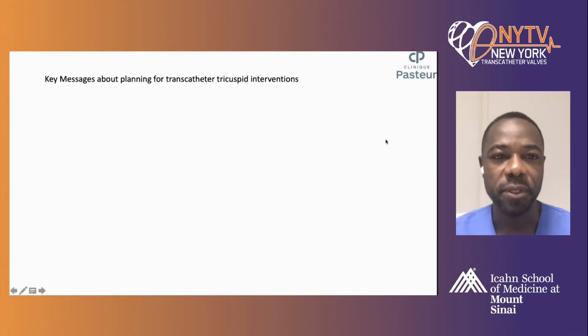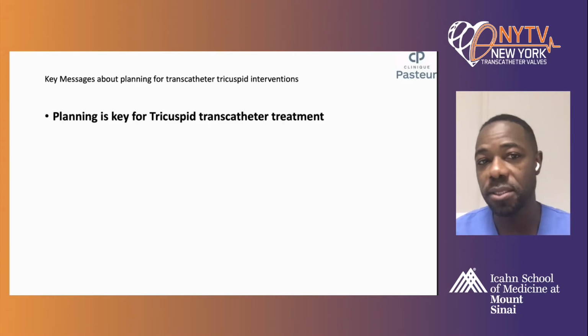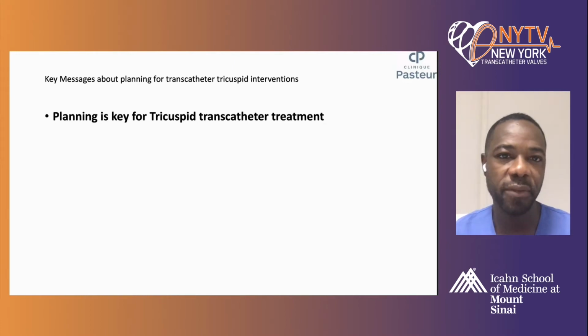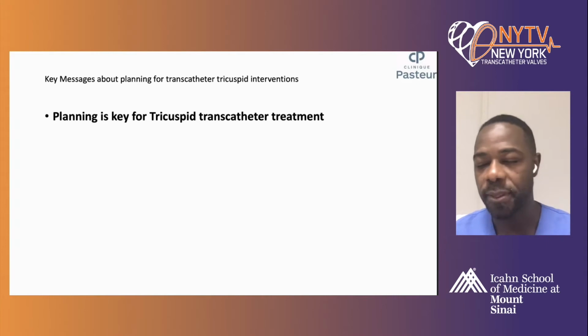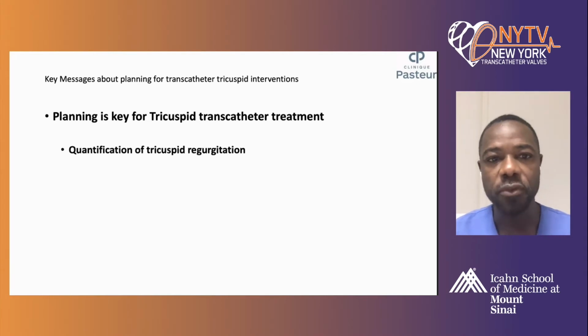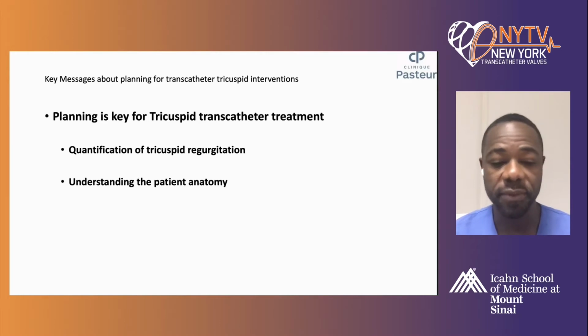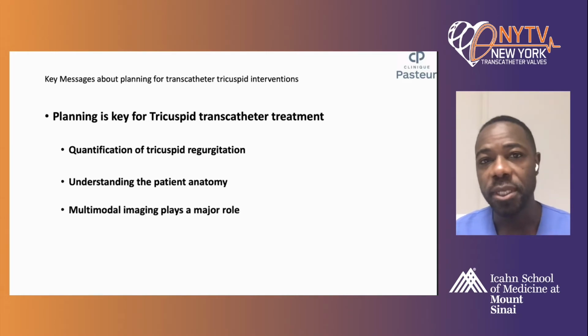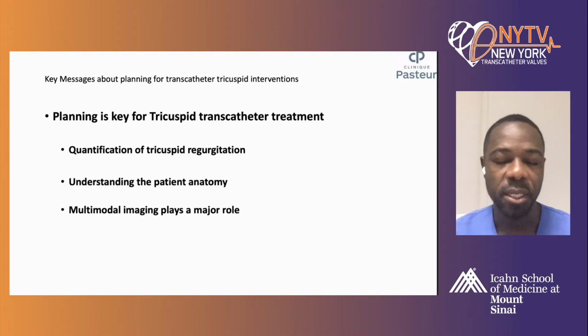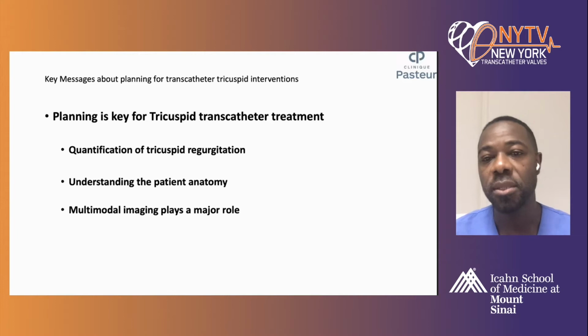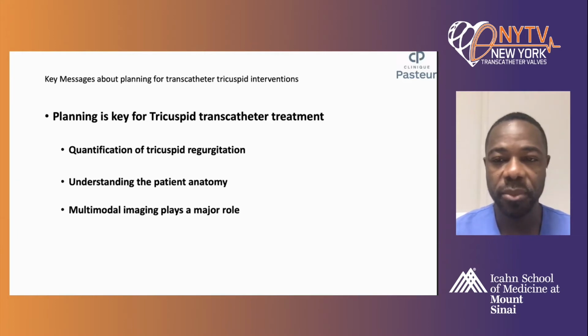I wanted to start with some key messages about planning for transcatheter tricuspid interventions. The first one is that planning is crucial. It is the case for the other valves, and it's of paramount importance for the tricuspid valve. It goes through proper quantification of the tricuspid regurgitation, trying to understand the anatomy of the patient that we're going to treat and the mechanisms of the tricuspid regurgitation. Multimodal assessment really plays a role, and it's key to integrate all the imaging methodologies to understand the anatomy of the patients and the way we're going to use the devices in that particular patient.